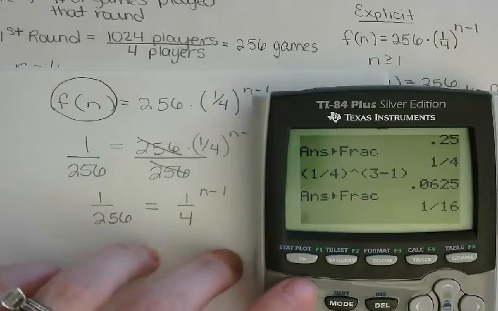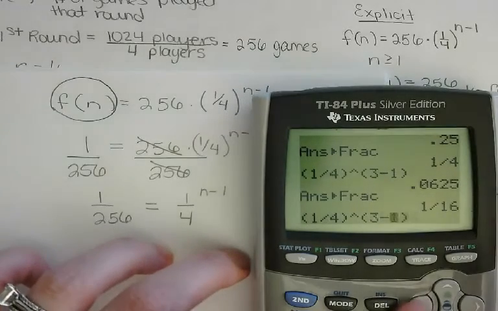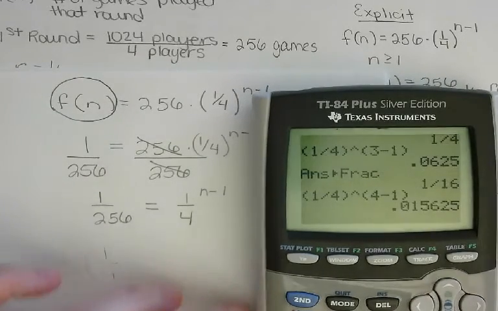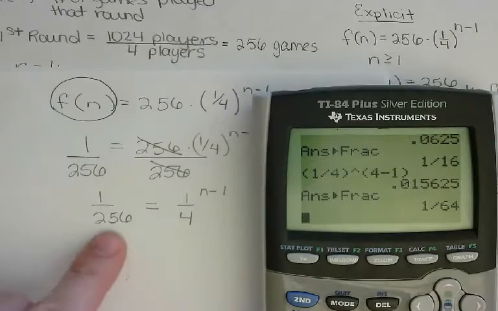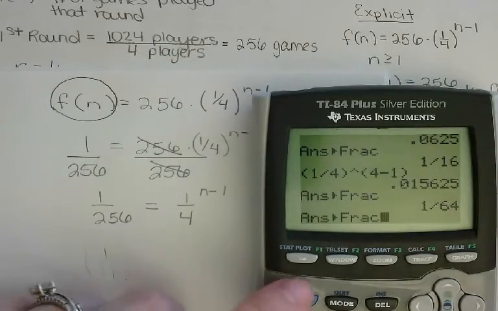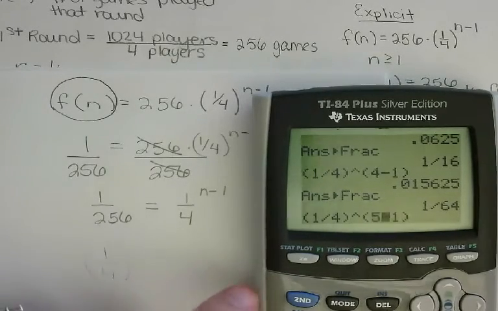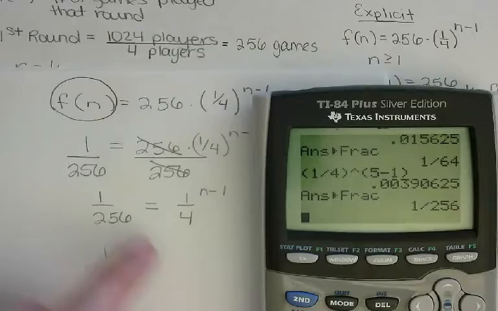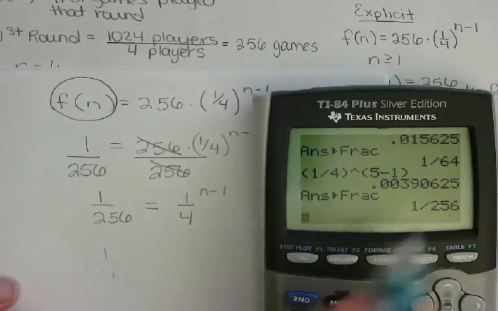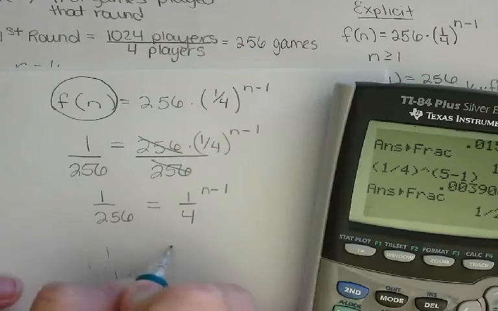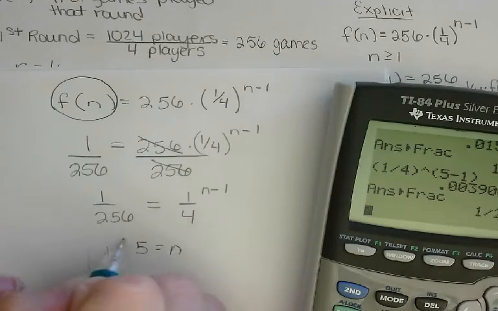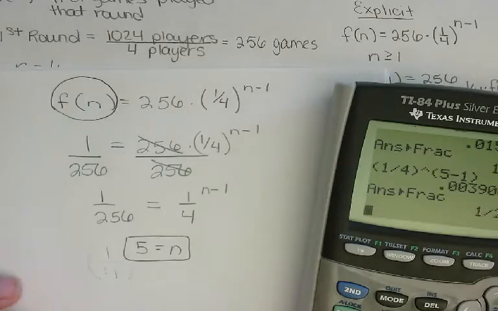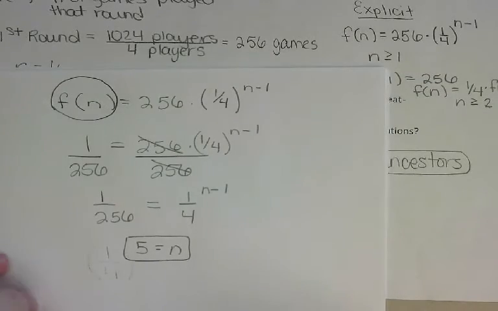That's not that fraction. If I plug a 4 in, that's not that fraction. If I plug a 5 in, there we go. So our n is 5. I think that's going to be the easiest way for you.